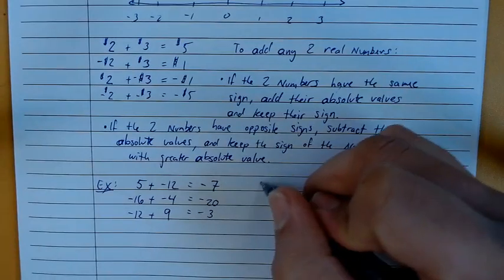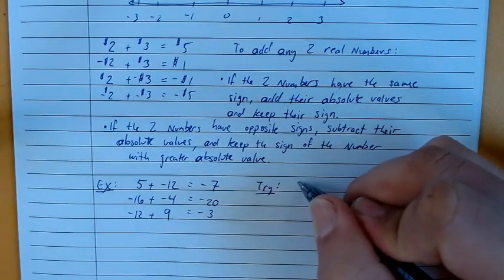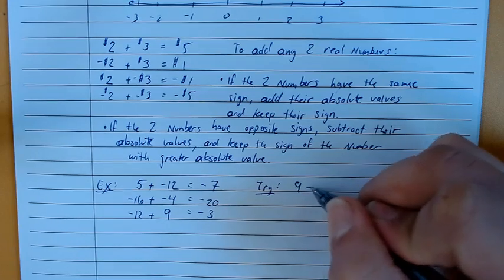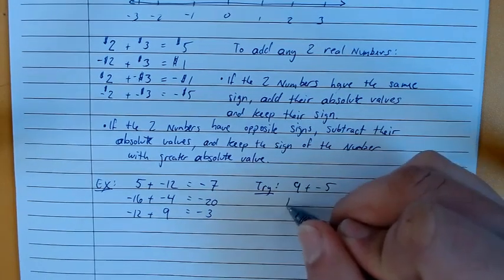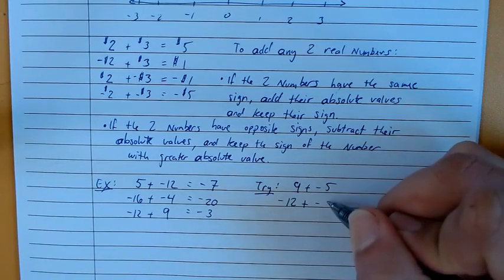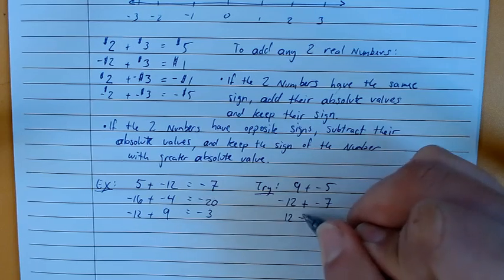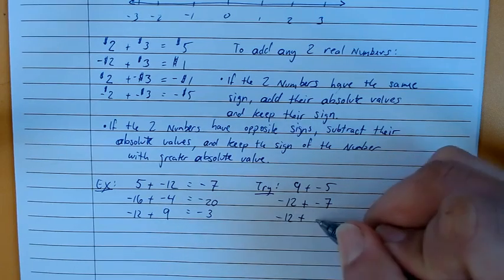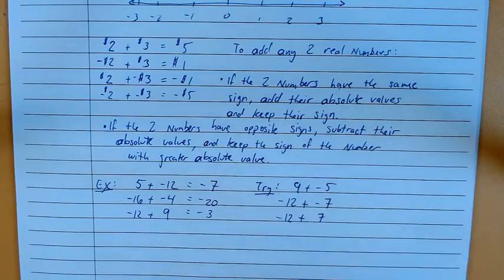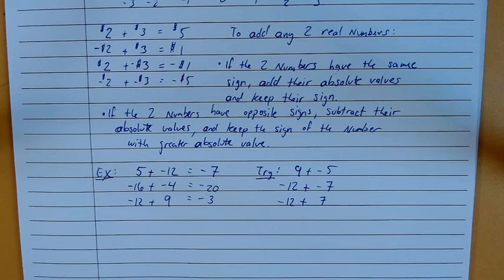Go ahead and give that a try. Go ahead and add the following set of numbers. 9 plus negative 5, negative 12 plus negative 7, and negative 12 plus 7. All right, go ahead and give those a try. Pause the video if you need to, and then once you have a result, go ahead and unpause and we'll confirm those together.